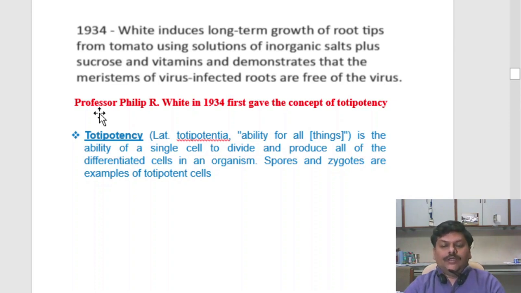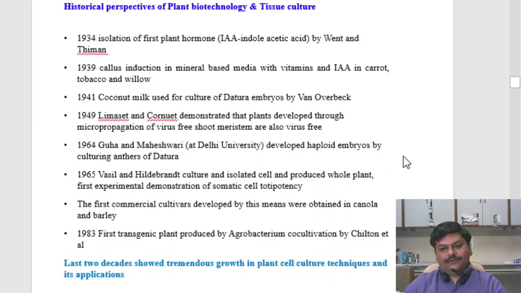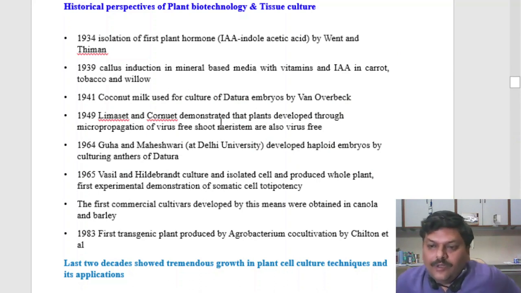In natural conditions, it also happens all the time in the form of spores and zygotes. Spores and zygotes are unicellular initially, and then they develop into an embryo or the whole plant. This was a huge development, and then for the next 30-40 years, many sequential developments happened. I have listed some of the important ones, and one of the most important was the isolation of the first plant hormone, that is indole acetic acid.